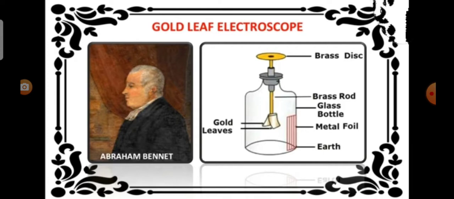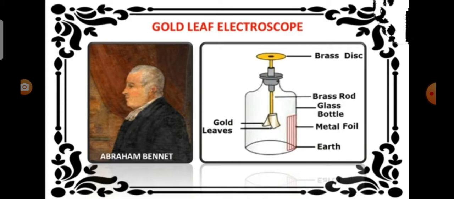Now we see about the structure of the electroscope. It is made up of a glass jar. A vertical brass rod is inserted into the jar through a cork. Two gold leaves are suspended from the brass rod inside the jar. When the brass disc of the electroscope is touched by a charged object, electric charge gets transferred to the gold leaves through the rod. This results in the gold leaves moving away from each other. This happens because both the leaves have similar charge.